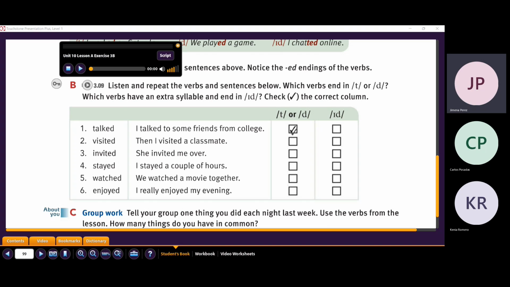Ok, ¿quieren que vuelva a repetir el listening o ya los tienen todos? Ya los tengo. ¿Otra vez más? Yes. Ok.